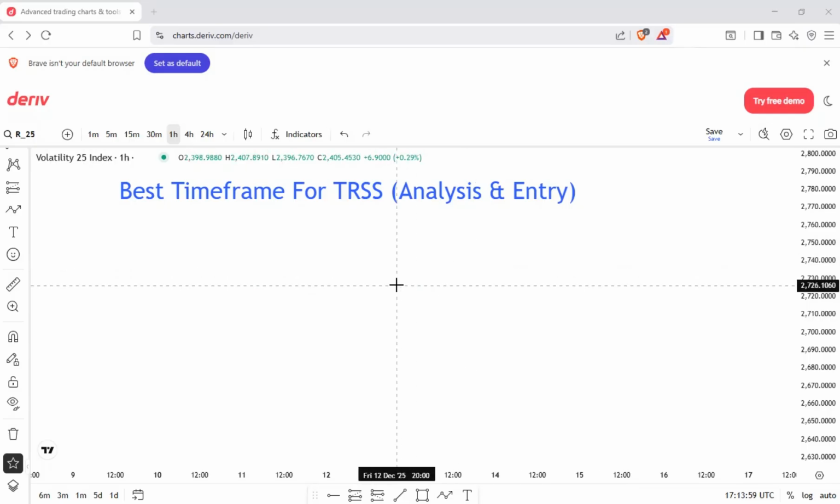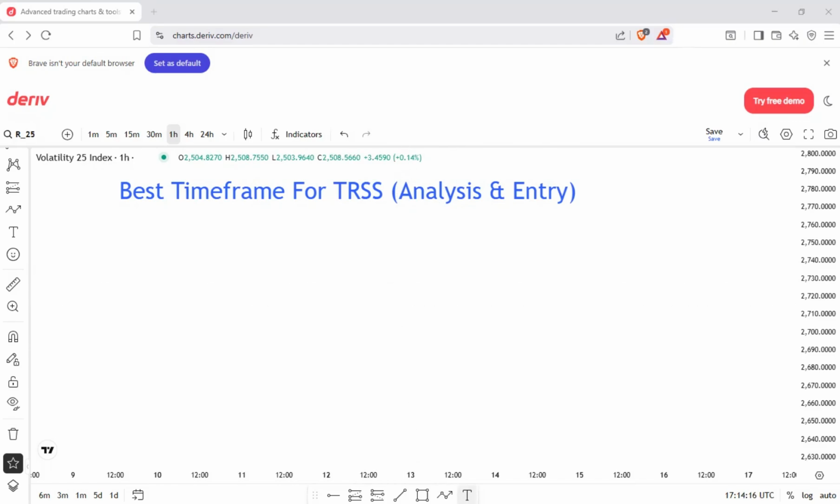TRSS works best when you separate analysis from entries. One time frame will show you the direction and the other time frame will give you precision, your entries. So first of all, we'll be starting with the higher time frame.